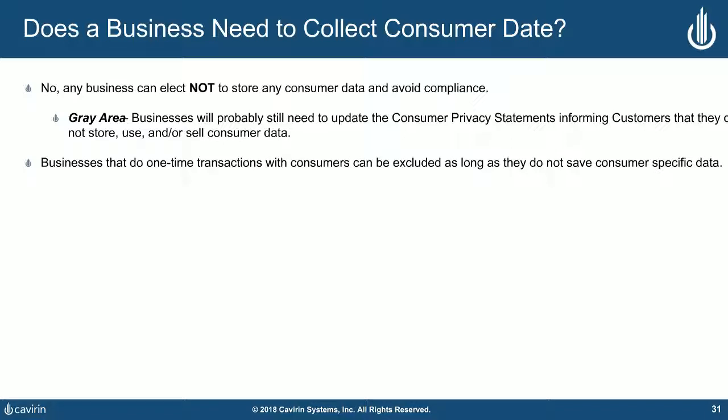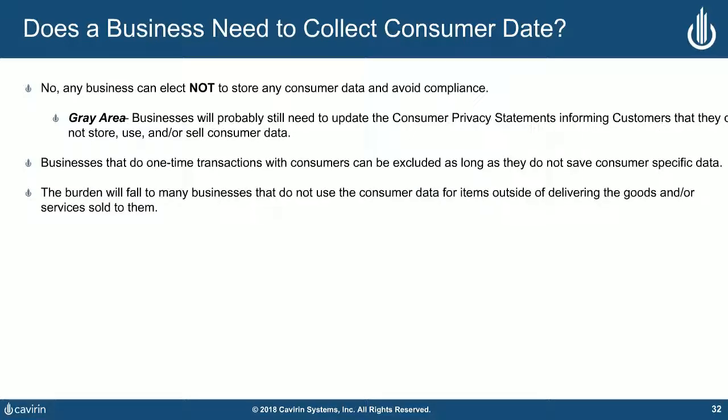In addition to that, businesses that do one-time transactions with consumers can be excluded as long as they don't save the customer-specific data. So if I'm doing activities with you and I'm not keeping your information, there's not going to be a requirement that I maintain it, but the gray area will still come into play, that I'll have to provide notification that I'm not maintaining it. But the burden is going to really be on many of the businesses that use consumer data for their internal purposes, such as delivering goods and providing services, but they're not selling the data.